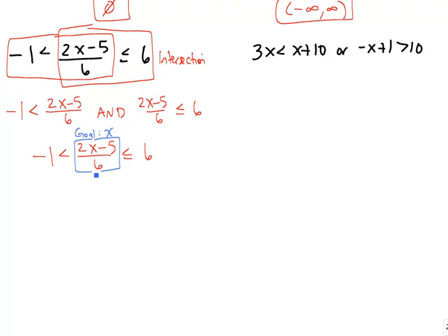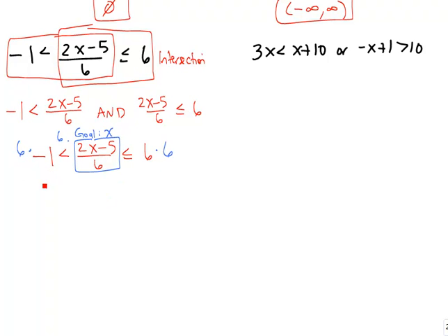So what I would choose to do is clear out that denominator right off the bat. And we would do that by undoing this division by 6, which is to multiply by 6. So we're going to multiply the left by 6, this middle part by 6, and the right side by 6. You have to do it 3 times because there's 3 pieces to this triple inequality.